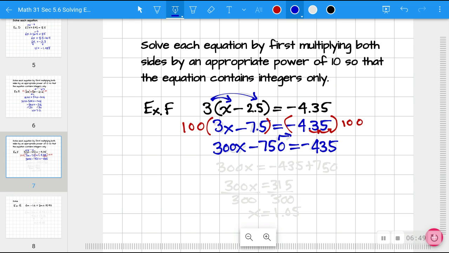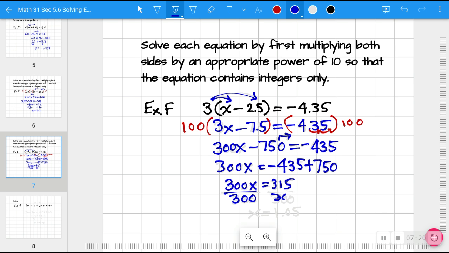Okay, we'll move that 750 over. And by now, this part should be fairly routine for you. You gather all the like terms, in other words, the x's on one side and everything else on the other side. Simplify. And that 315 is the result of simplifying the right-hand side there. And divide by whatever it takes to cancel the number in front of the x. So now 315 divided by 300 gives us 1.05.